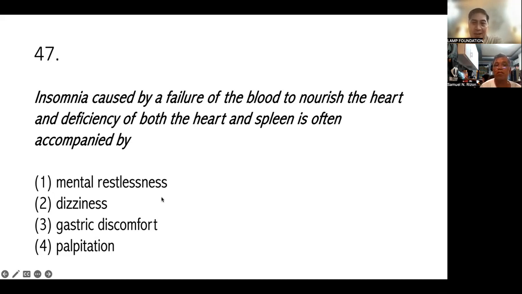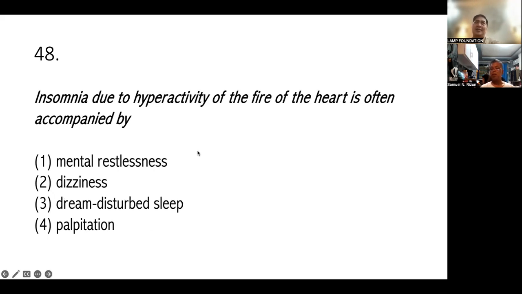Galing nyo talaga. Okay. Number 48. Insomnia due to hyperactivity of the fire of the heart is often accompanied by mental restlessness, dizziness, dream disturbed sleep, and palpitation. So, pagka-disturb ang heart, natural merong mental restlessness, and then may dream disturbed sleep.